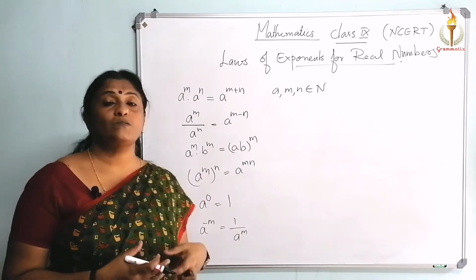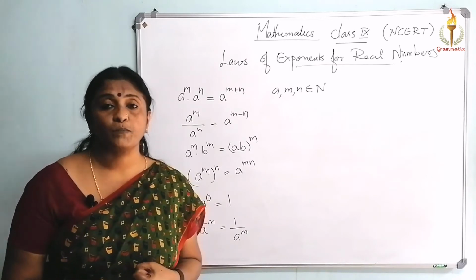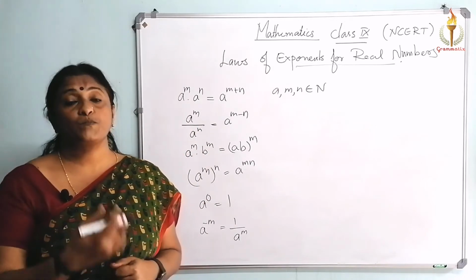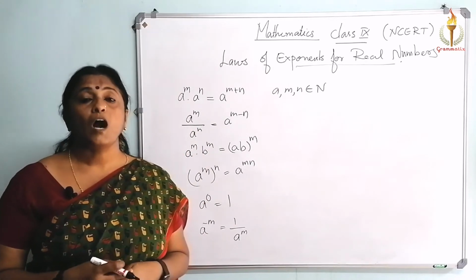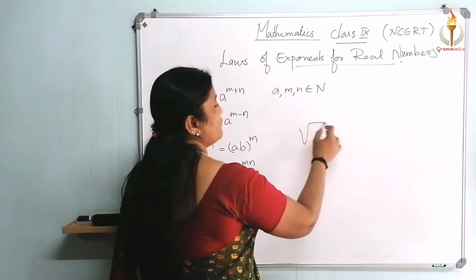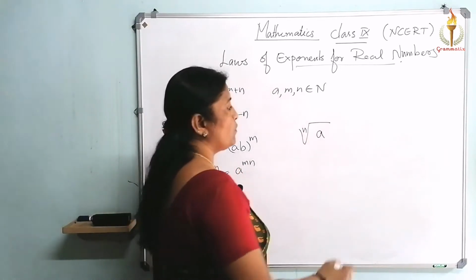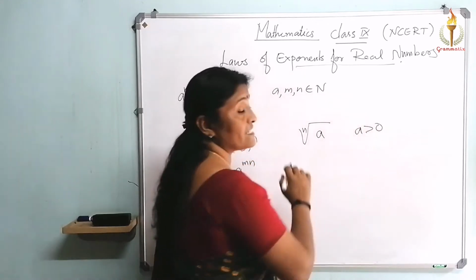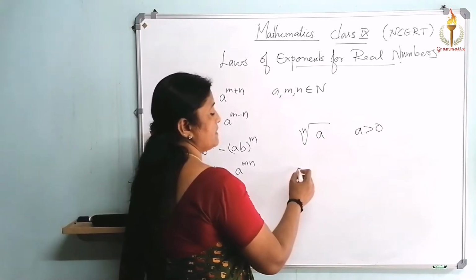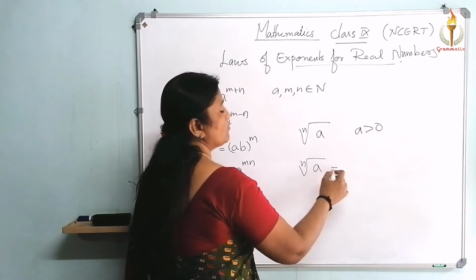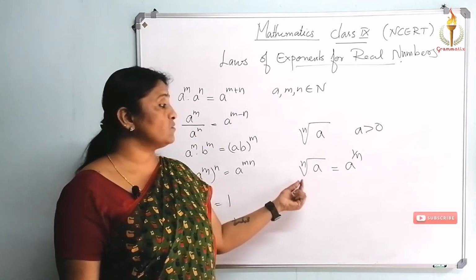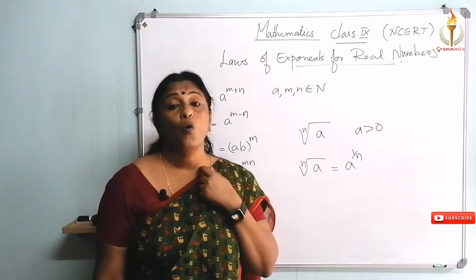Now what we are going to do is extend these laws of exponents to real numbers, where the base is a real number and the exponents are rational numbers. Now how are we going to do that? How are we going to define the nth root of a, where a is greater than 0 and n is a positive integer? Here the nth root of a is equal to a raised to 1 by n. This is what we have to study.